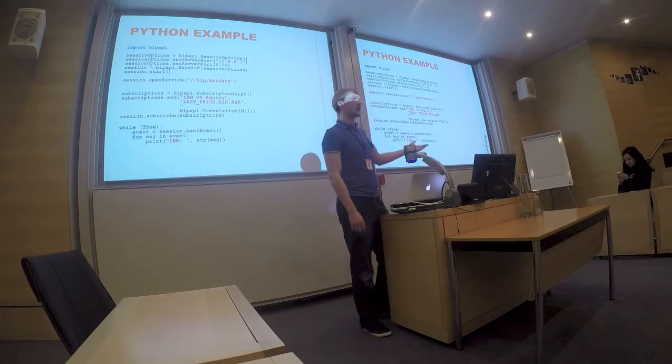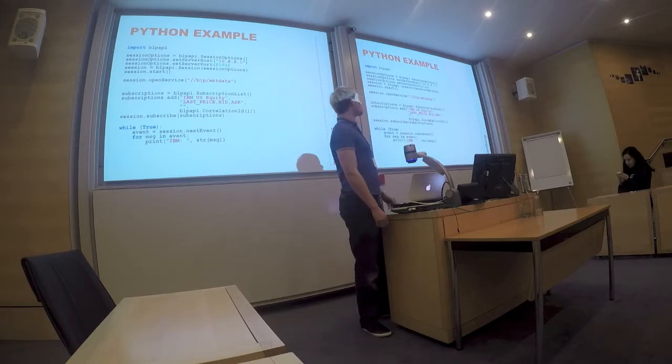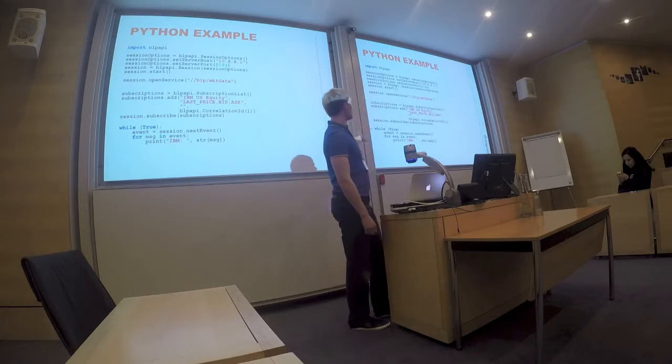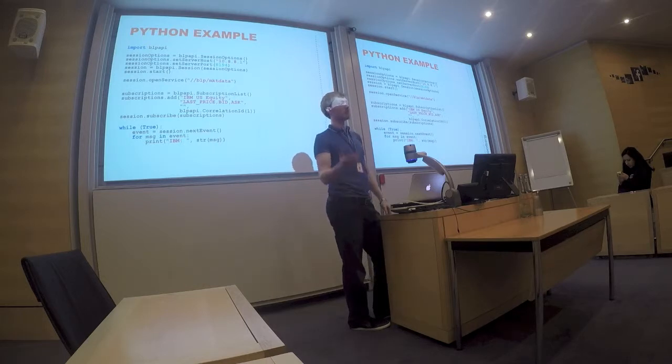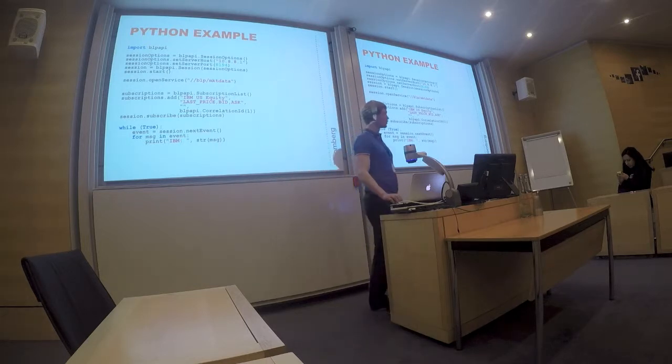When you download the API, many of you might have, we give you a bunch of example applications. One of them is just subscribing to the last price of IBM for their stocks. It's very simple. But there are also examples for searching for stuff like IBM.